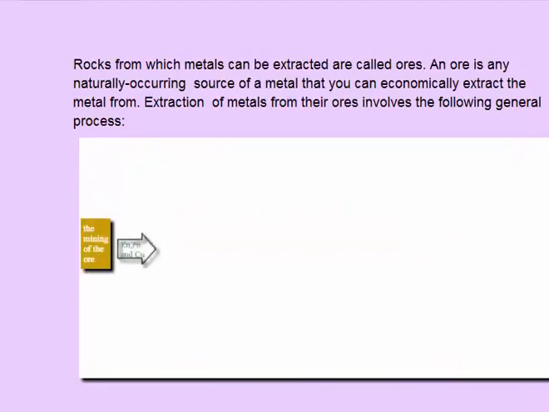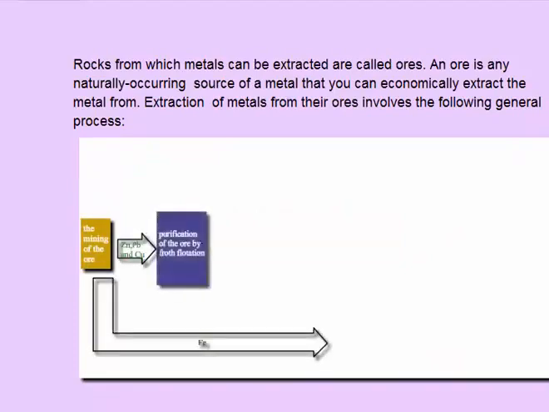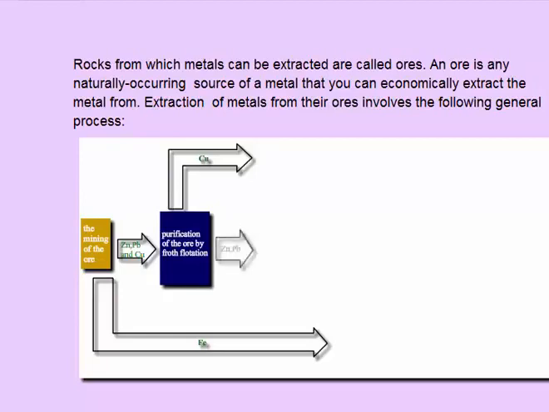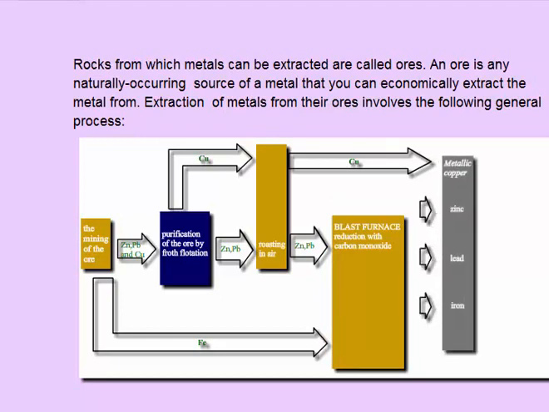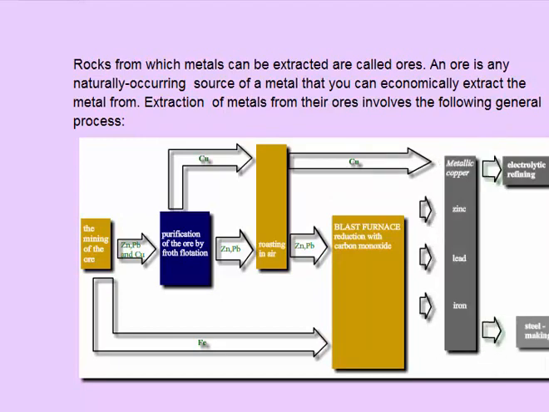Rocks from which metals can be extracted are called ores. An ore is any naturally occurring source of a metal that you can economically extract the metal from. Extraction of metals from their ores involves the following general process.